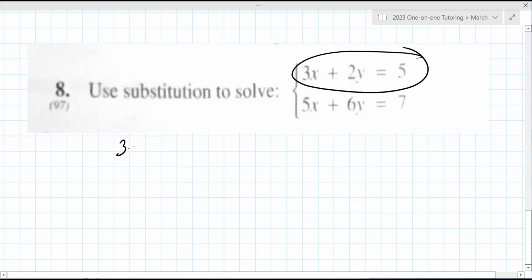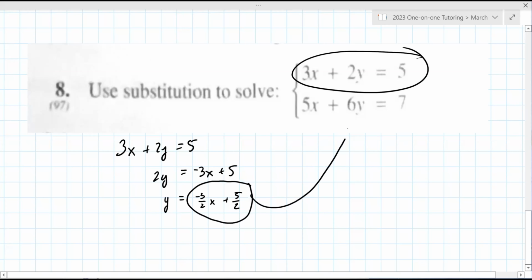Okay. So subtract 3x from both sides. I prefer to put it in front of the number, divide by 2. So it's -3/2 x plus 5/2. That is going to go in for y in the second equation. 5x plus 6 times... And actually, I regret doing the notation I use, but this is okay. This will work out. Equals 7.